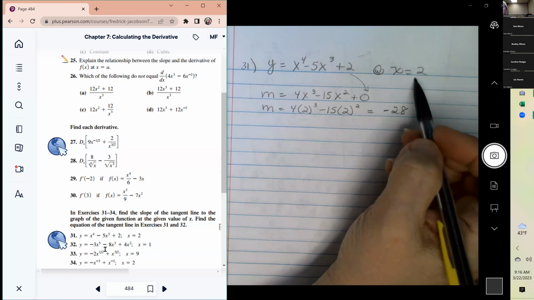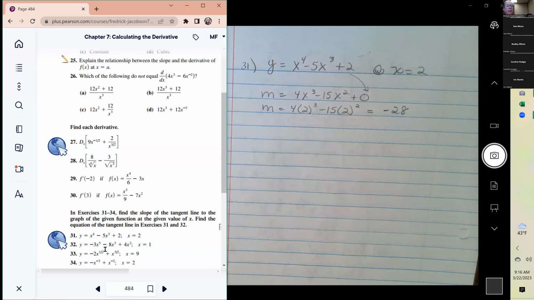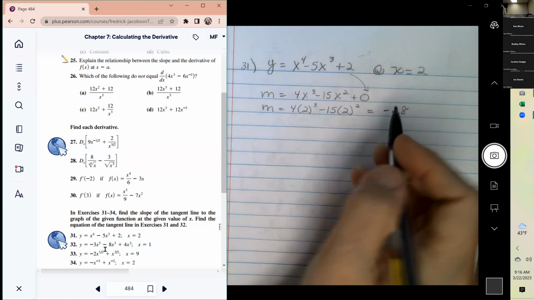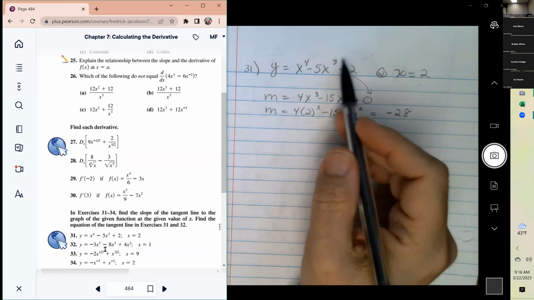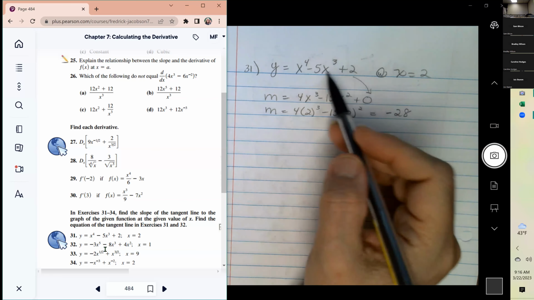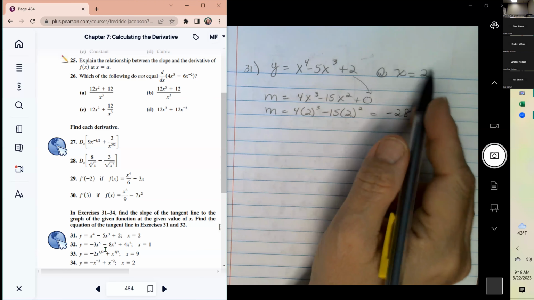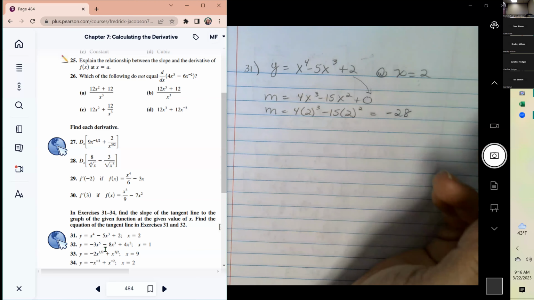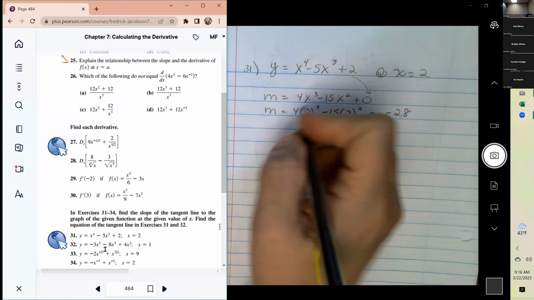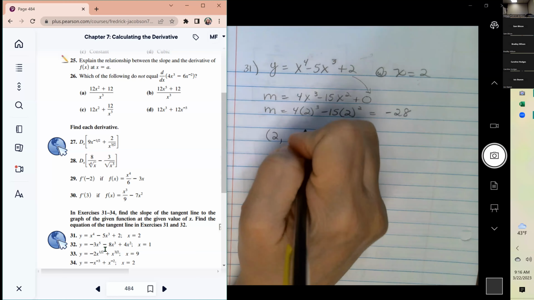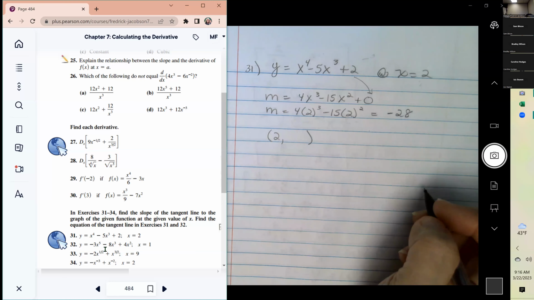This is part of the point. To write an equation of the line, you need a point and the slope. Well, we have the x value. If we plug it into the original, we'll find the y value and then we'll have a point. So sometimes the point is given, sometimes you have to find part of it. We need to find y.